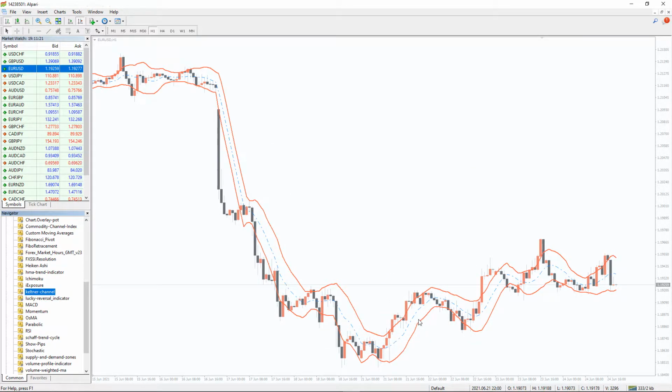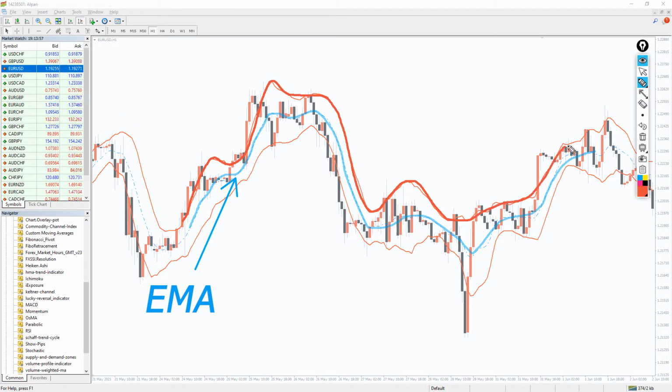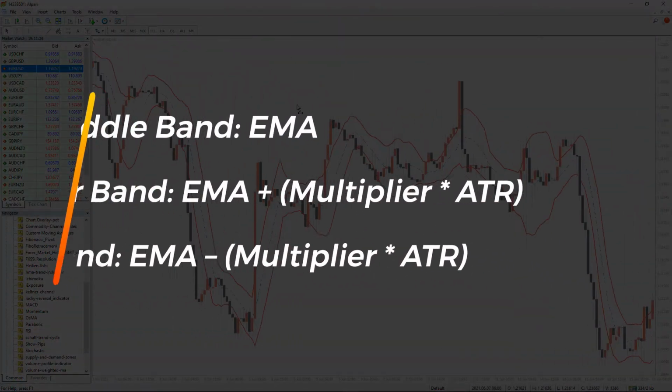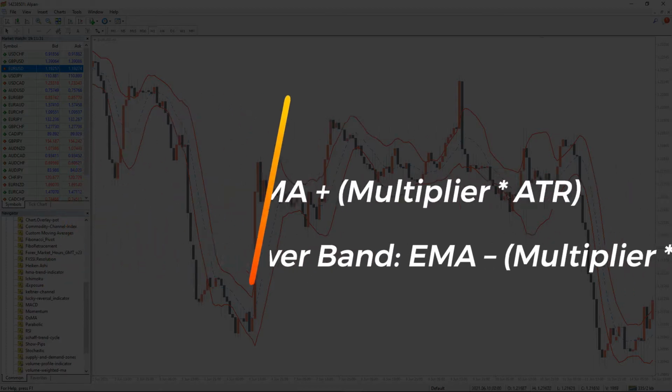The Keltner channel indicator consists of 3 bands on the MT4 platform. The middle band is the exponential moving average, and the upper and lower bands show the current price range using the Chester W. Keltner formula. As you can see, the formula for calculating the Keltner lines is quite simple: the upper band and the lower band.